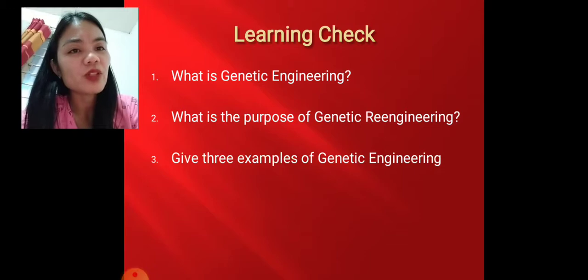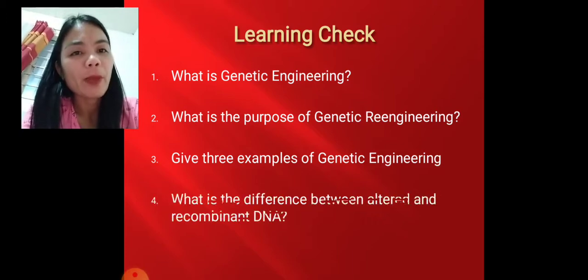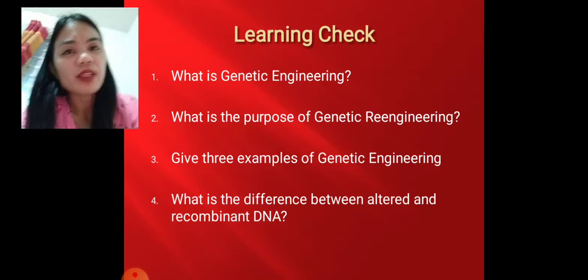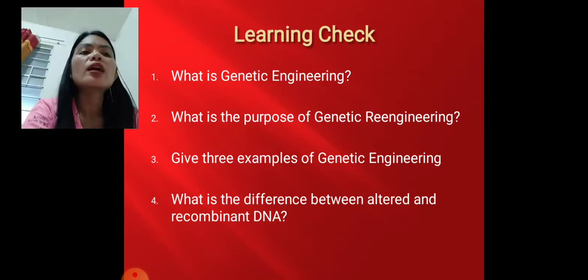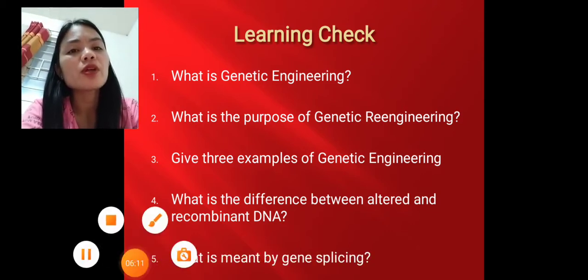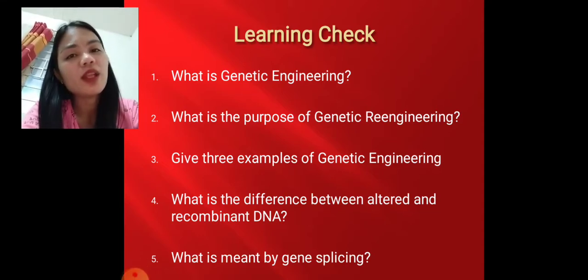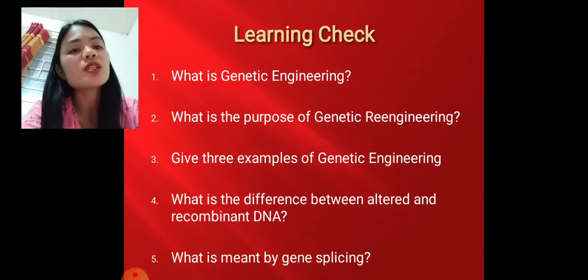Okay. Pasagot nito sa inyong reflection. First part. In our reflection part, what is genetic engineering? What is the purpose of genetic engineering? And give three examples of genetic engineering. Now, what is the difference between altered and recombinant DNA? And then lastly, what is meant by gene splicing? Next.